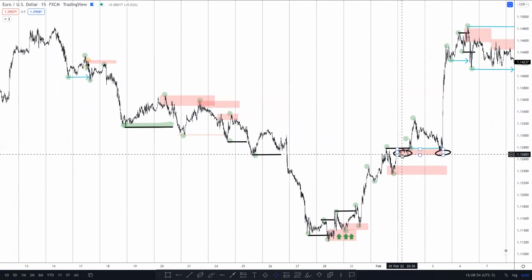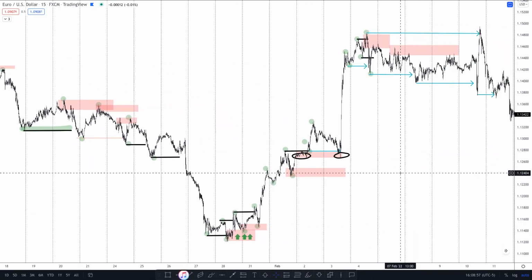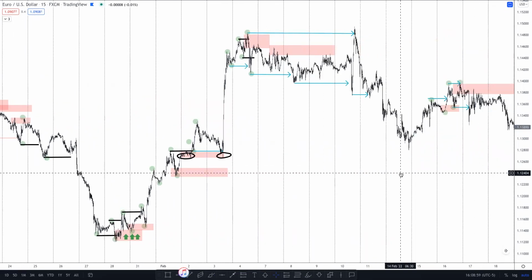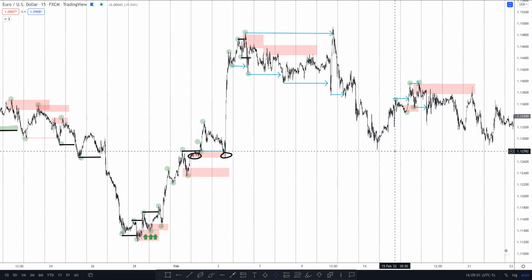But I wanted just to make a little video on market structure, because a lot of people have been asking me, how do I view market structure? I really do have a very simple approach to it.